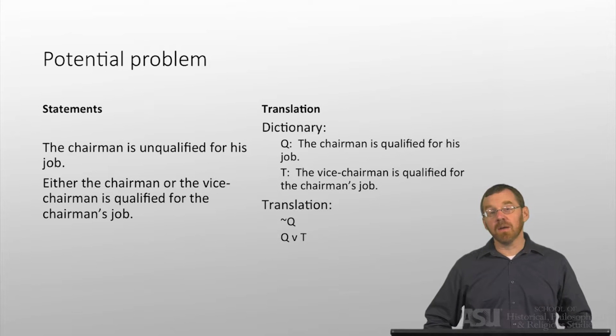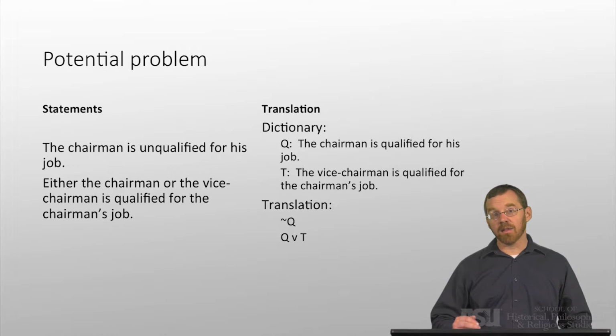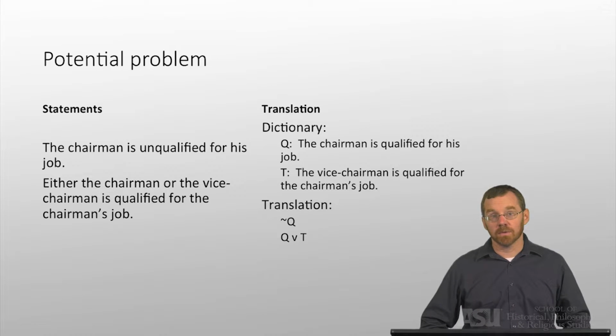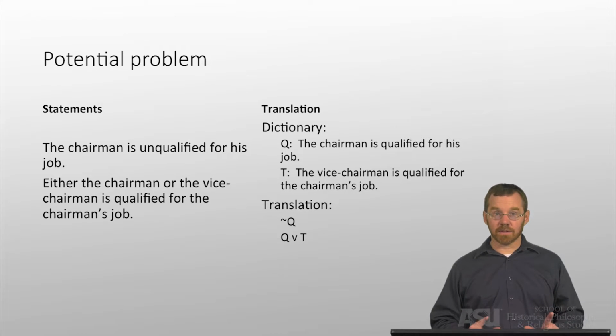If you look carefully, you might be able to figure out that if we had these two sentences as premises, we could get a valid argument with the conclusion T. But that's not going to happen unless we're careful to translate it using the chairman is qualified for his job and then using tilde Q for the chairman is unqualified for his job. So you've got to watch out for that.